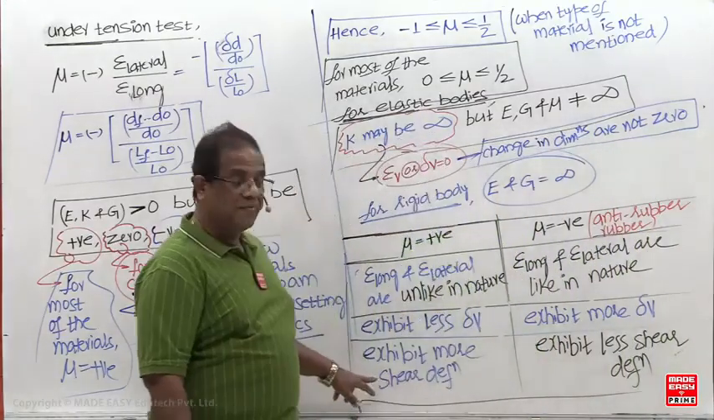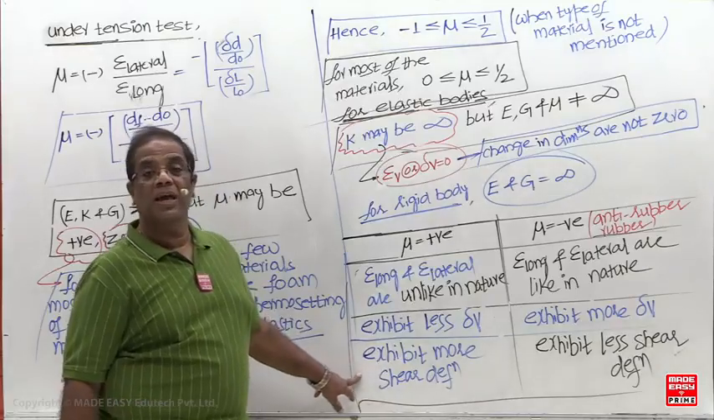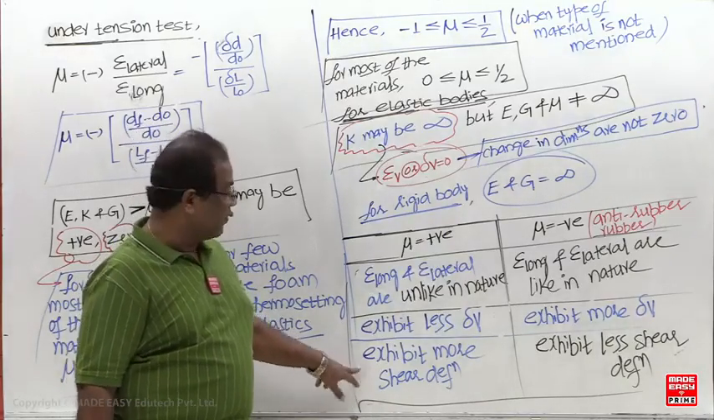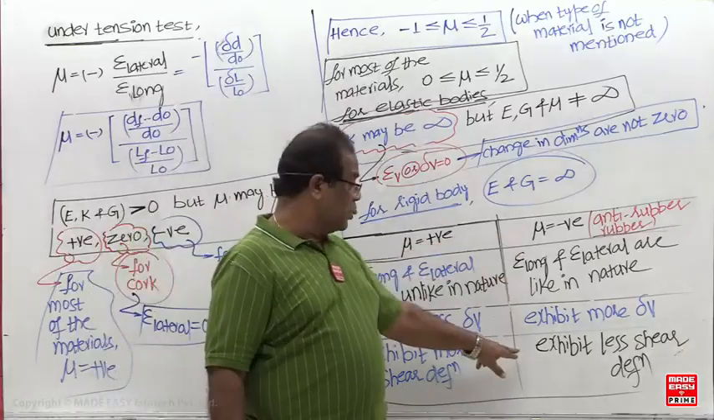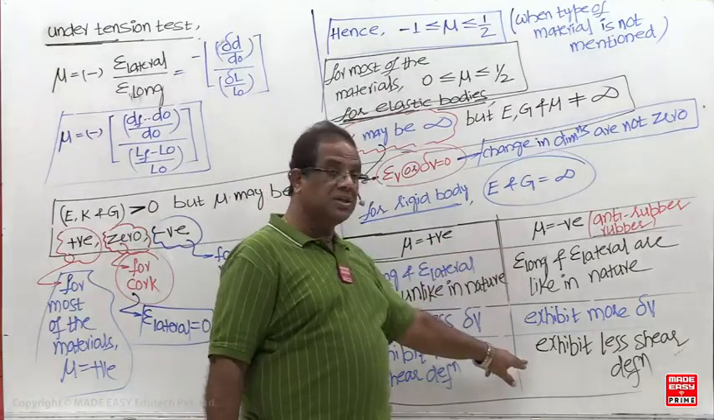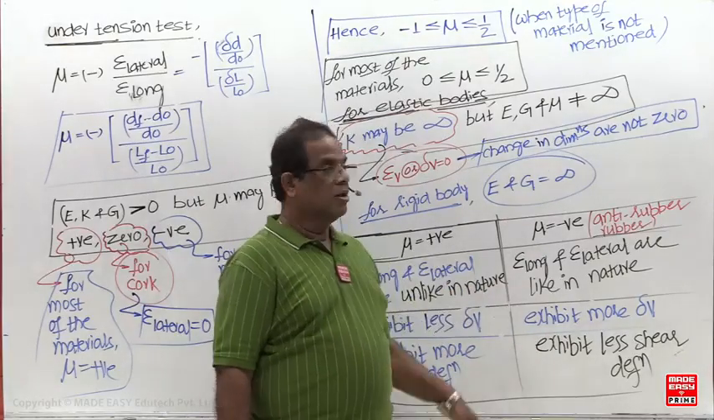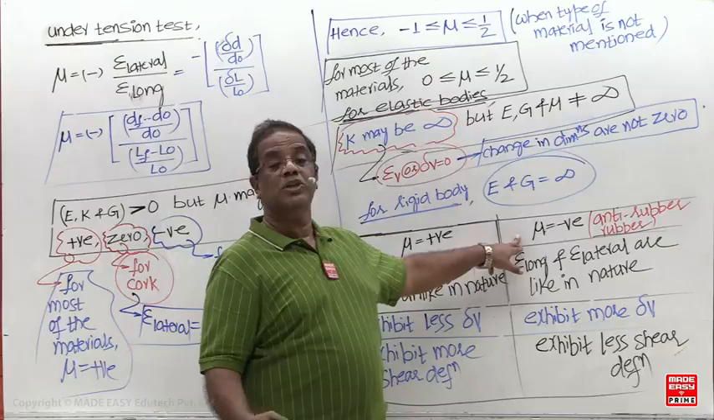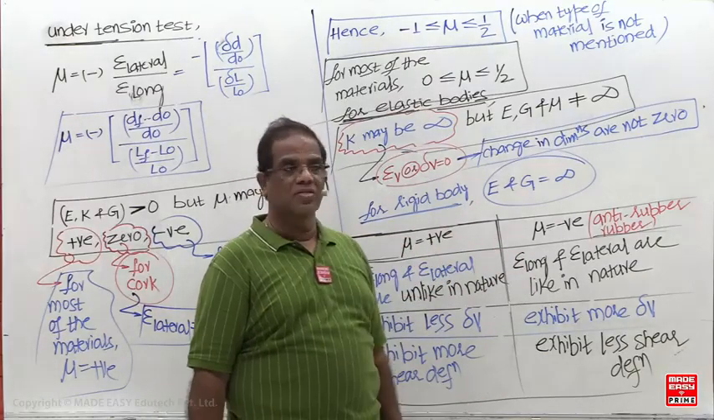The shear deformation value depends upon the G. So more shear deformation means what now? Here G is going to be less. For this material G is going to be less. When mu is going to be negative, G is going to be more. Shear deformation depends upon the shear modulus. So this material has the more shear modulus, and this material will have the less shear modulus.